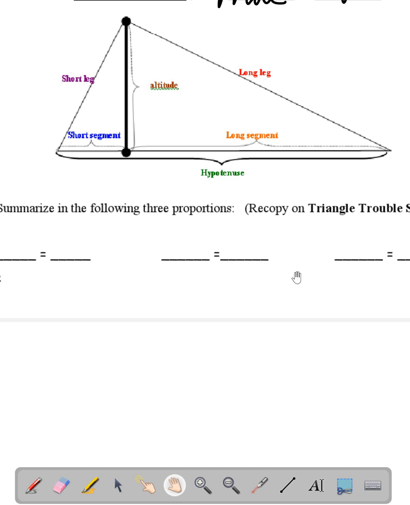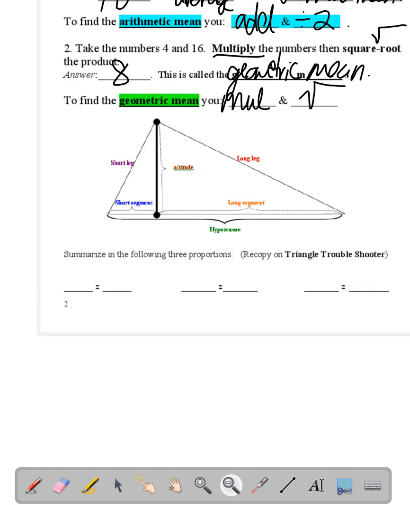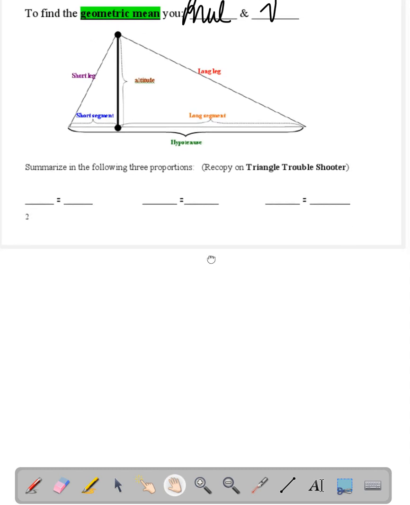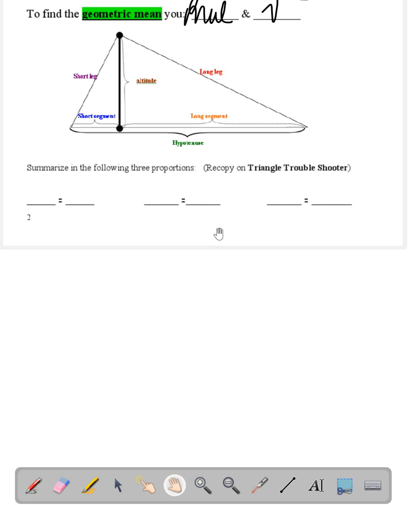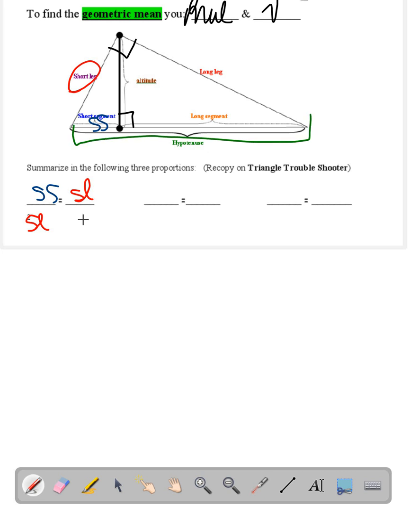There are 3 geometric means that you need to be concerned about when you have a right triangle. And they are, first, in a right triangle, it's where you have an altitude, creating what's called the short segment and the long segment. The first one is the short leg. I'm going to use SL for short leg. The short leg is the geometric mean between the short segment and the entire hypotenuse.